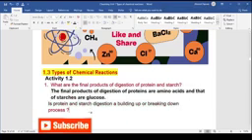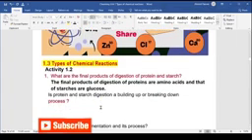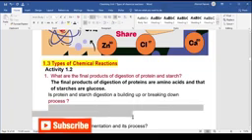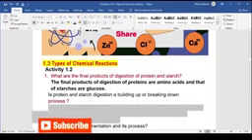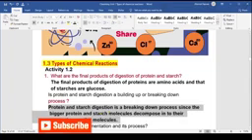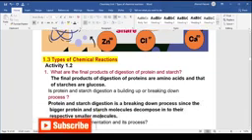Is protein and starch digestion a building up or breaking down? Digestion by itself is just a breaking down of bigger molecules of food into smaller ones. Therefore, it is a breaking down process, not a building up process. Therefore, you can put the answer to the question like this.